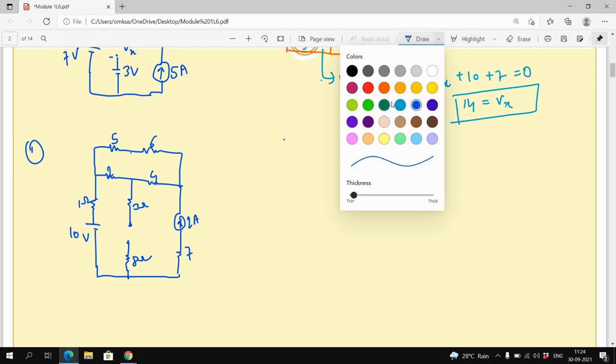Four nodes. Four nodes, not. There are a total of seven nodes.